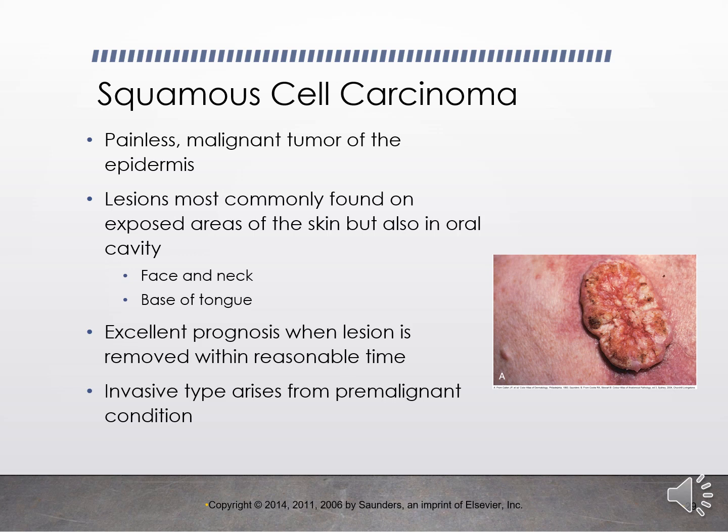Squamous cell carcinoma is a malignant tumor of the epidermis. Malignant is cancerous. So we talk about benign, non-cancerous, and malignant, cancerous tumors. It's important to know the difference between these, okay? Squamous cell carcinoma is usually pretty painless. It's usually related to sun exposure, and it's found most frequently on exposed areas of the skin, like the face and neck. Smokers have a higher incidence of this in the mouth. Scar tissue can also be a source. There's an excellent prognosis when the lesion is found and removed quickly. Invasive types come from pre-malignant conditions like leukoplakia.